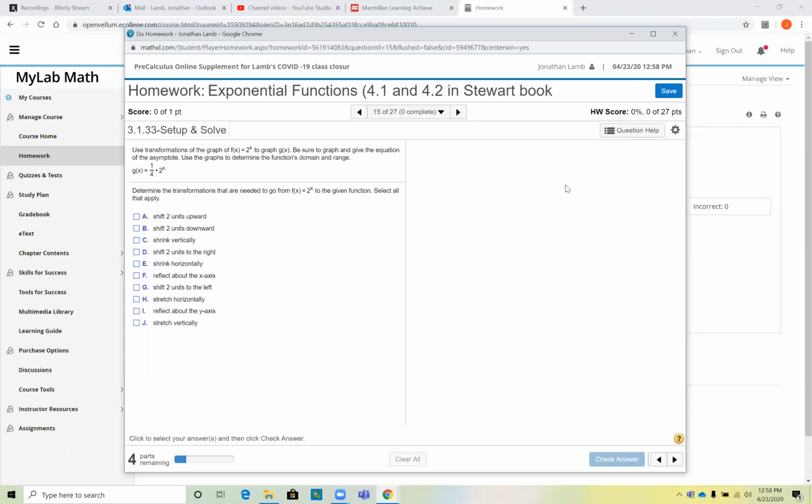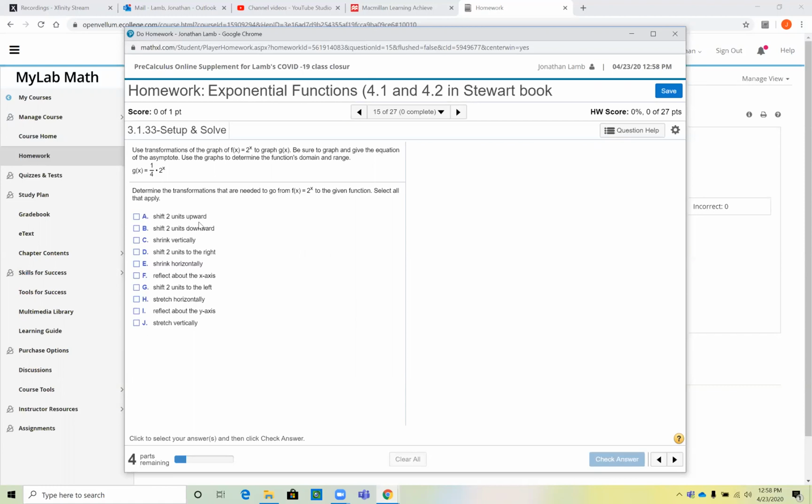Now, my specific function g of x in this problem, you can see that g of x is 1/4 times 2 to the x. I know that that 1/4 is just going to vertically shrink it by that factor of 1/4. So it's going to vertically compress it. Let's see how that's referred to here.